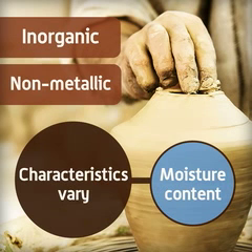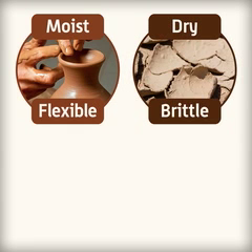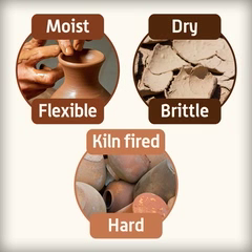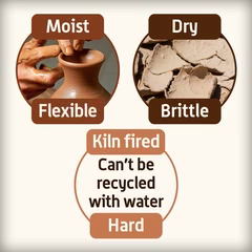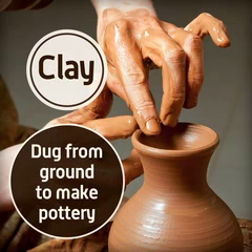Ceramics are inorganic and non-metallic, with the working characteristics varying dependent on the amount of moisture in the material. Ceramics that are moist and wet at room temperature are flexible, with dry ceramics being brittle or crumbly. When ceramics are heated to a high temperature in a kiln, they become very hard and cannot be recycled with water. Clay is the main material in ceramics, which is dug up from the ground and can be used straight away to make pottery by hand.